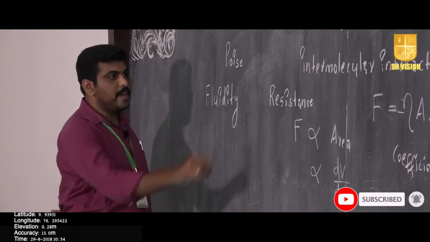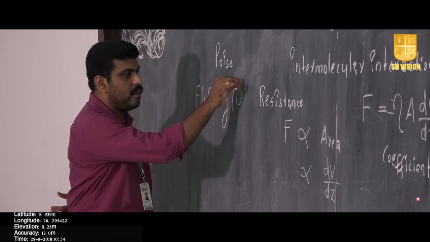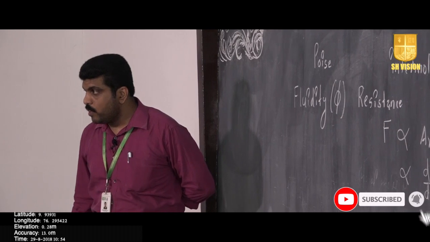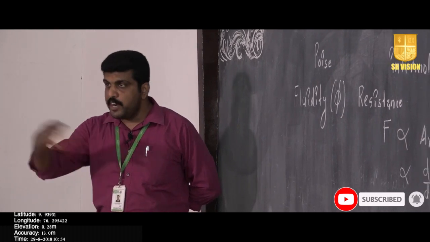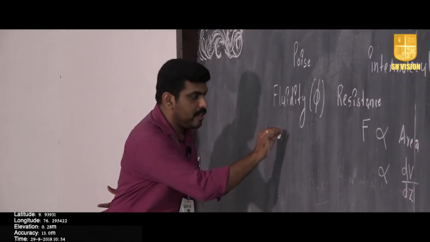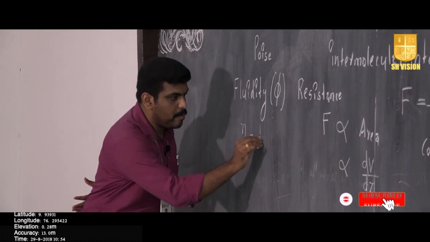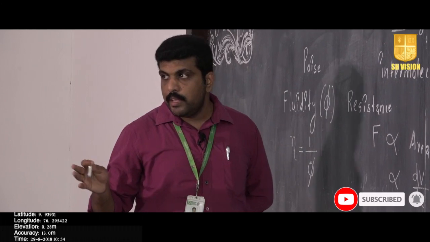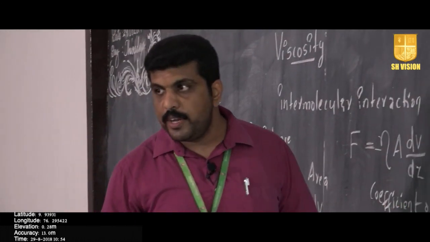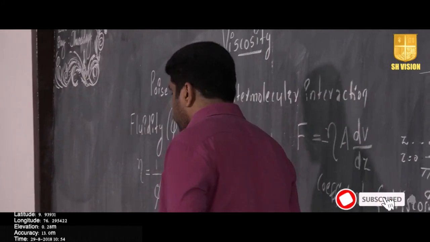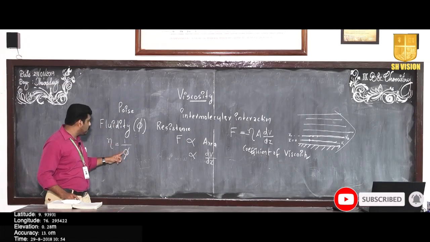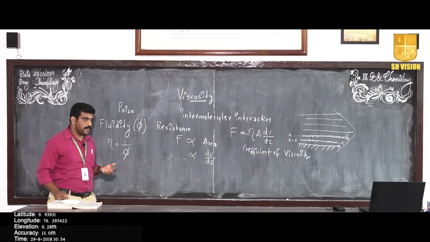Okay, fluidity is represented by the symbol phi. Fluidity and coefficient of viscosity are inverse to each other, so we can say eta is equal to 1 by phi. So if you know the coefficient of viscosity, then you can easily calculate the fluidity. You just take the inverse. So that's the relationship between the fluidity of a liquid and coefficient of viscosity.